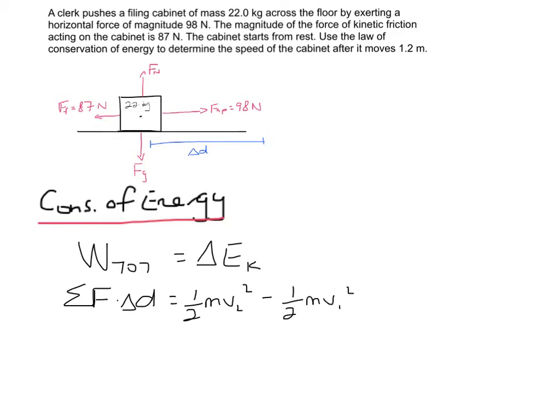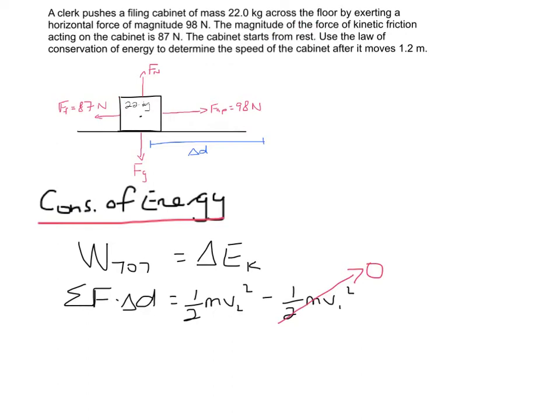Now here's where things are going to be made a lot simpler. We all know for a fact that this filing cabinet does in fact start from rest, which means that its initial speed should be 0, which means that your initial kinetic energy must now be reduced to 0 as well. And now the equation becomes fairly simple.